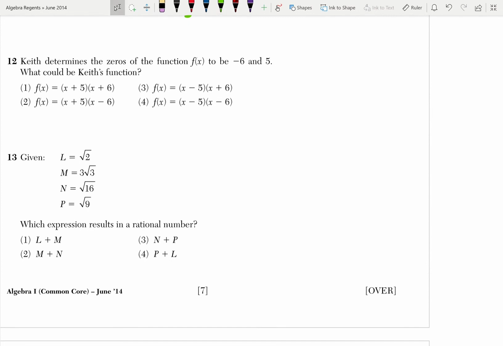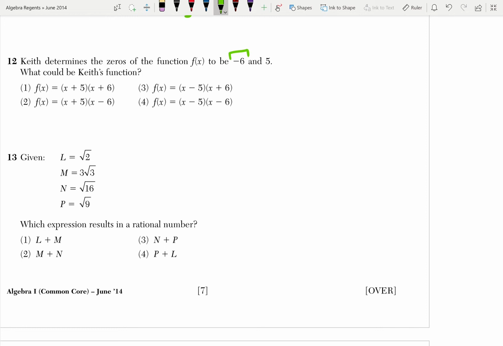Okay, let's go to question 12. So Keith determines the zeros of the function f of x to be -6 and 5. What could be Keith's function? Okay, so the zeros basically is what numbers can you plug in to these x values to make these equations equal to 0. Okay, so we can figure that out very easily. All right, so let's take -6. They told us is one of the zeros. So that means when we plug in -6 to these functions, the function must equal 0.